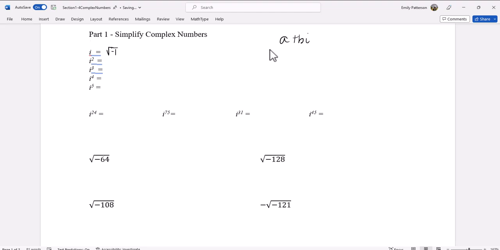Now that is not a real number. We know that taking the square root of any negative number doesn't have a real answer. So the square root of -1 is always going to result in i. So the first thing we're going to do is evaluate what each of these mean and find that they actually cycle through.